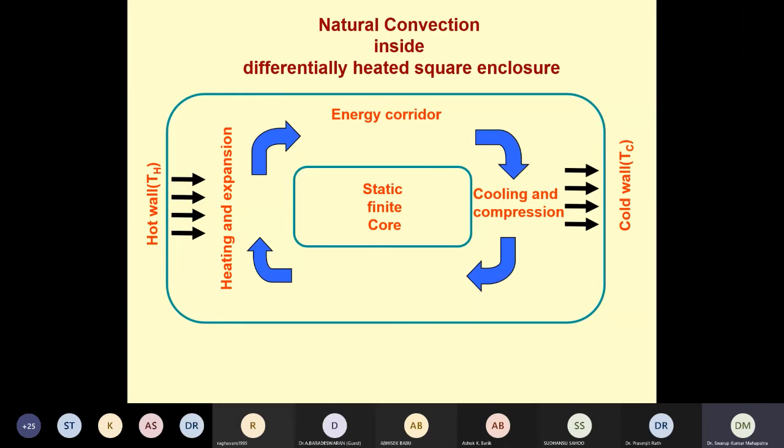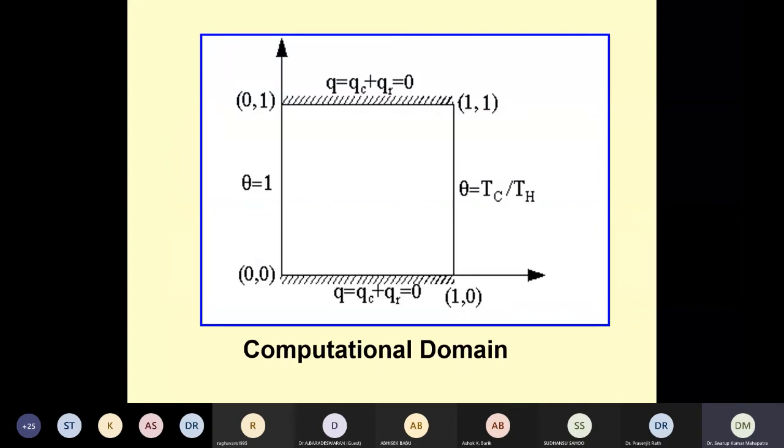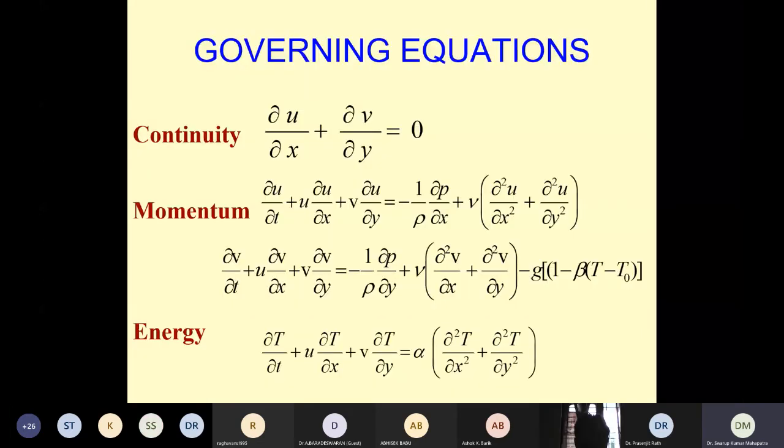Okay, so if we are interested in this problem, this looks like a computational domain: on the left hand side, in dimensionless form, it is given as 1 and something, a temperature at the right, and two horizontal walls that are insulated. So this particular problem can be represented through the continuity, momentum and energy equations we already discussed, and they are all partial differential equations.